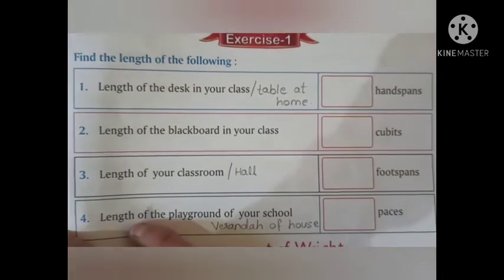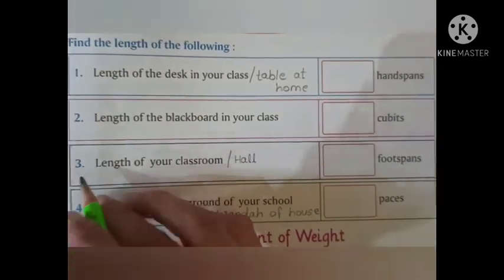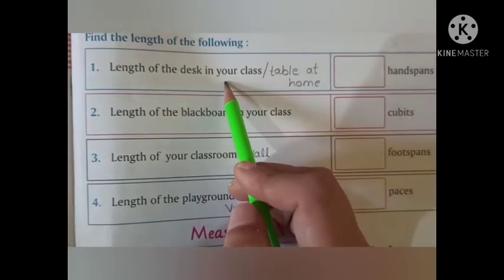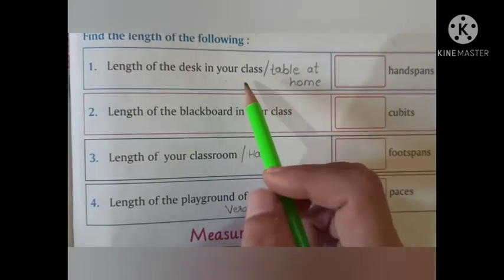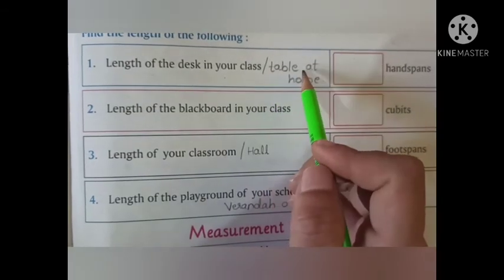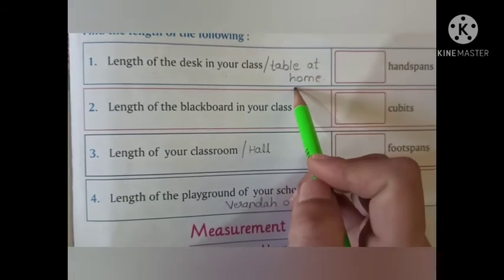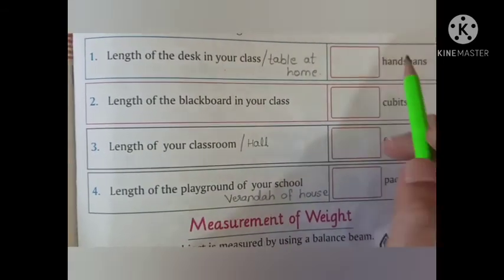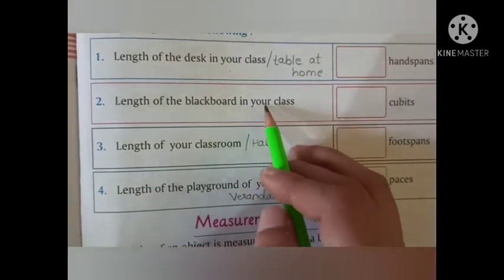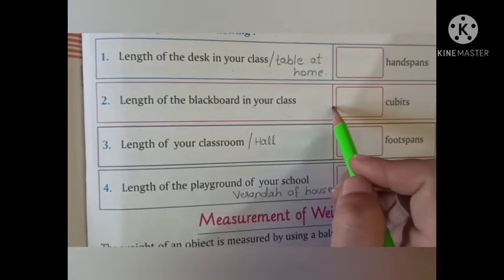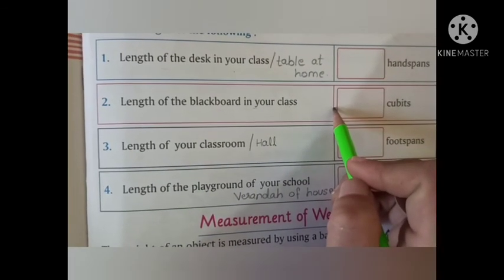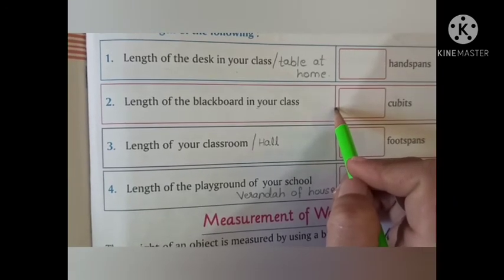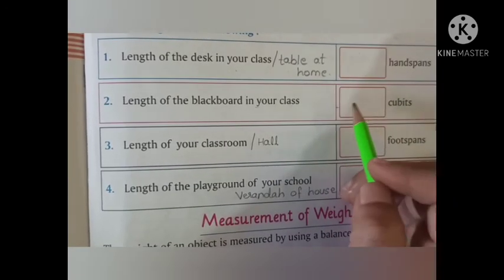Students, this is exercise number 1 from your textbook. Here you can see length of the desk in your class. Right now we are not in our class, so you can take the length of any table at your home and measure it in your hand spans. The next is length of the blackboard in your class. In the video I have shown you how many hand spans it was. You can make use of cubits also here.